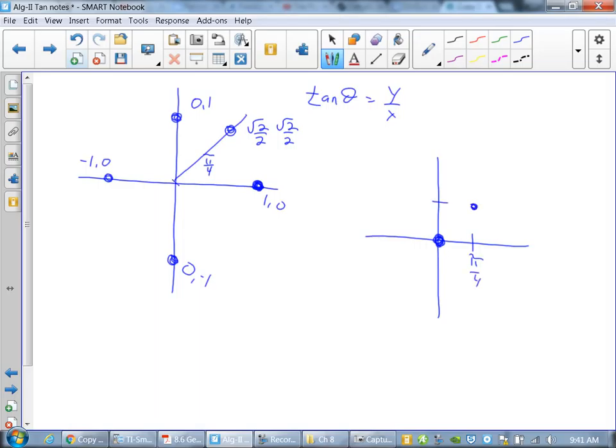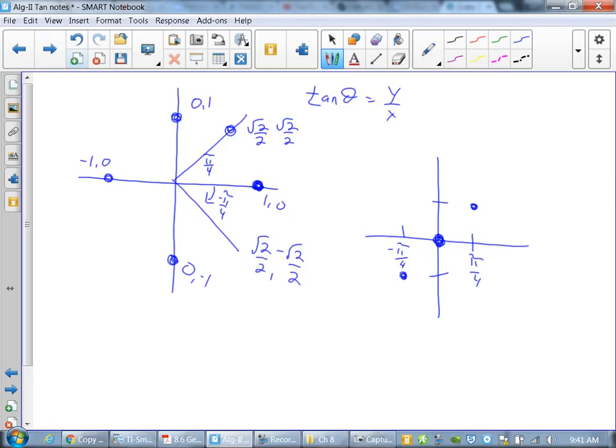What about negative pi over 4? It's root 2 over 2, negative root 2 over 2. What is that? Negative 1. Okay, so you have those 3 points so far.